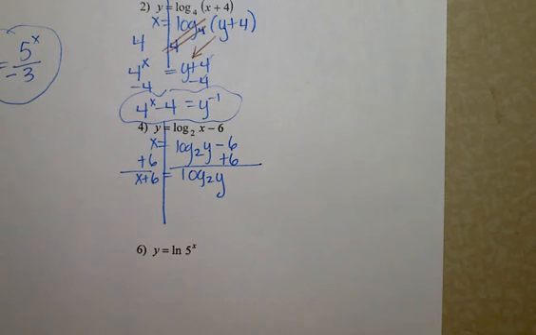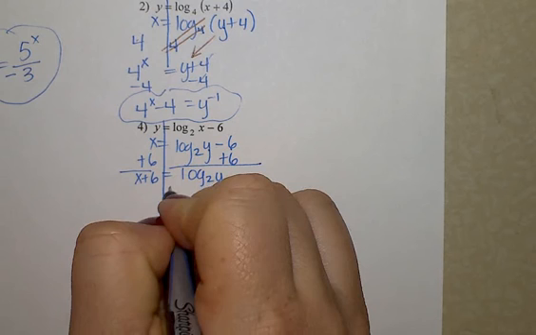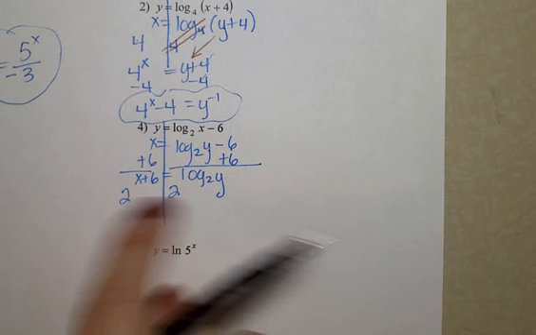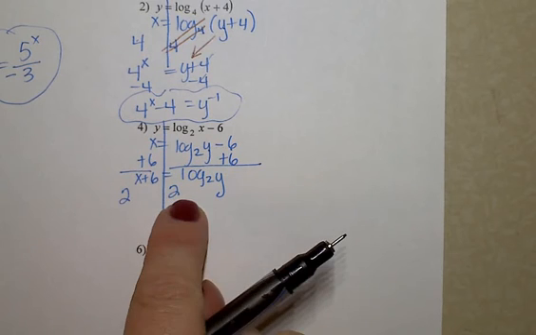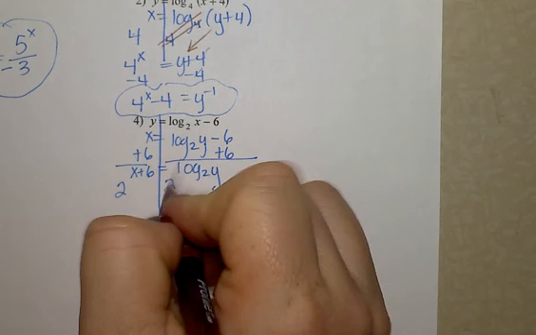Now to isolate the y and remove the log base 2, focus on what the base is. The base is a 2. 2 becomes the base on both the left and the right to keep this equation balanced. So again, whatever you do to the left, you must do to the right. And in doing so, I'm able to simplify here and cancel out the base of 2 and the log base 2.